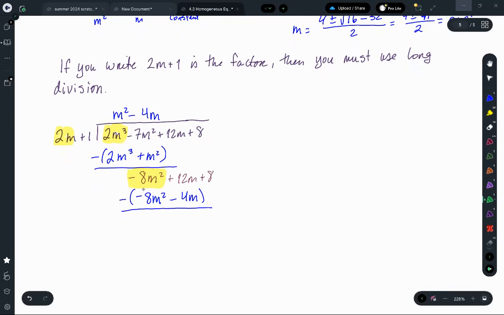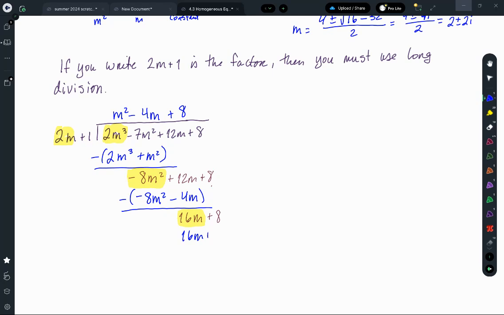And so that's going to give me a minus 8m squared plus 8m squared. I have no more m squareds. And then the next thing would be the 12m minus the negative 4m would give me 16m. And then I bring down the plus 8. Last time, what do I multiply 2m by in order to get 16m? That would be plus 8. And 8 times 2m is 16m, and then plus 8, and we subtract that whole thing and get a 0 remainder.